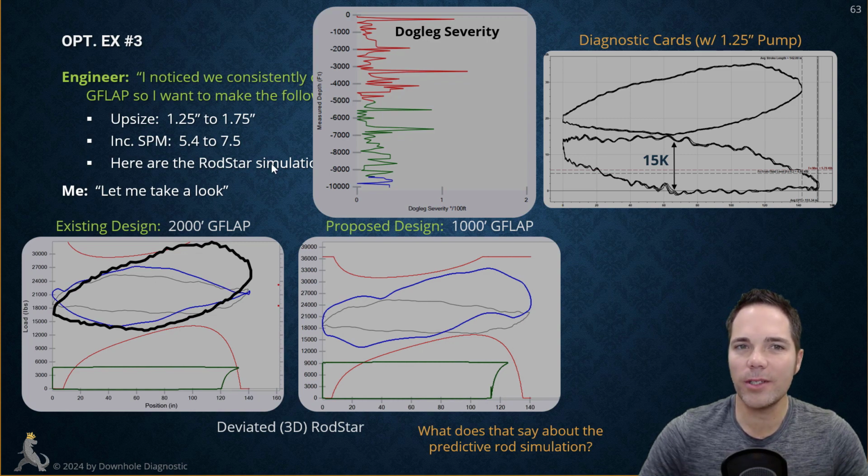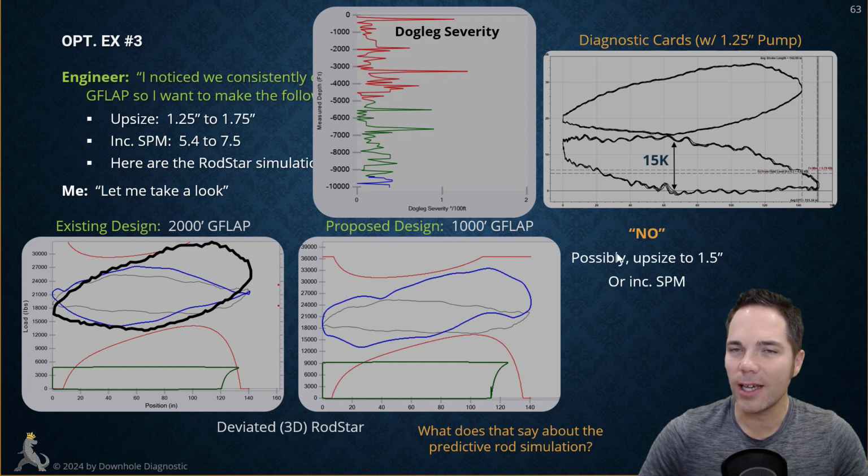So basically he tells me I want to do all of this, and he says this is what it's going to be, and I'm saying I don't think it's going to be like that because that's not what I'm seeing in the field. So I tell him no, I don't think you should do what you're proposing. Maybe you should upsize to 1.5 inches. Don't go to 1.75 inches, or maybe you can even raise the rod string a little bit and upsize the pump to offset the increase in fluid load by dropping the weight of the rod string, or maybe you just increase the strokes per minute. Maybe you just do something else, as opposed to what you're proposing there.